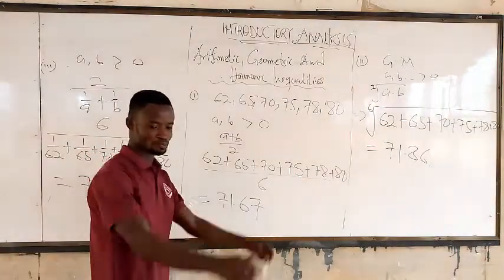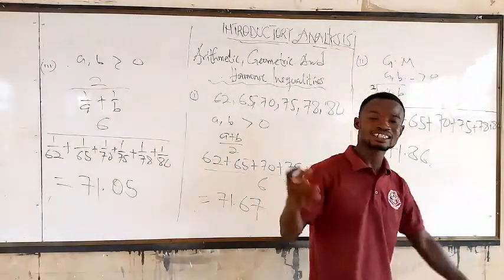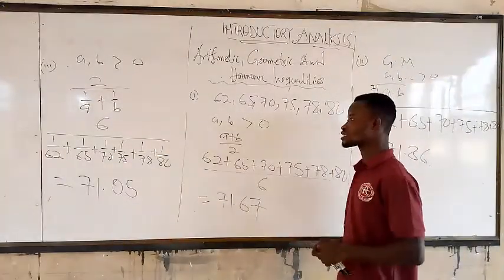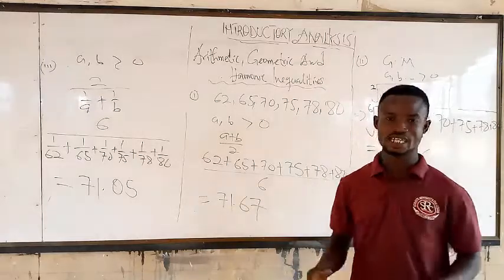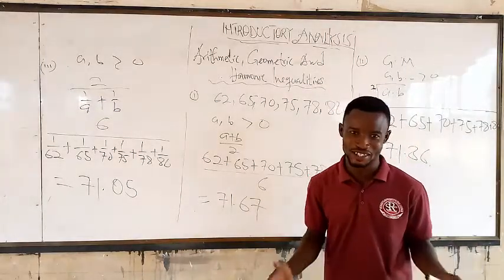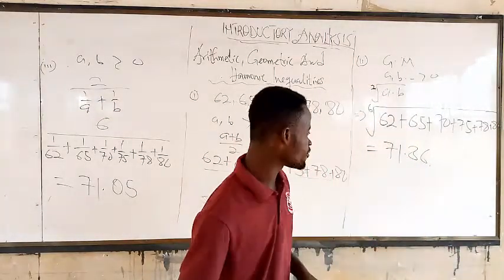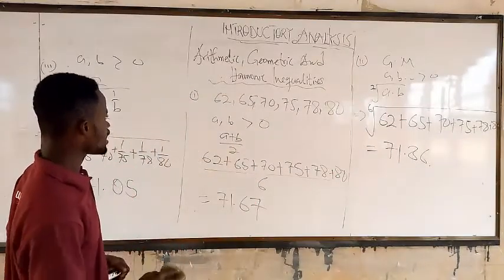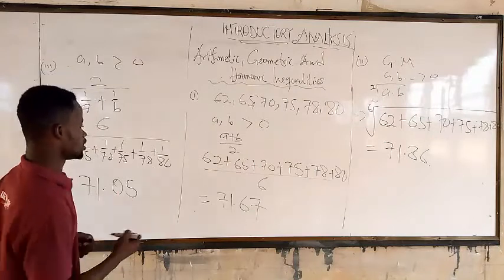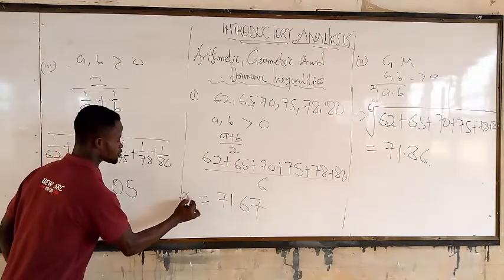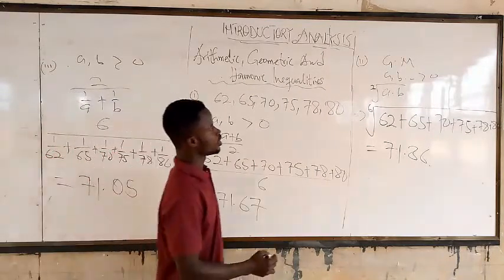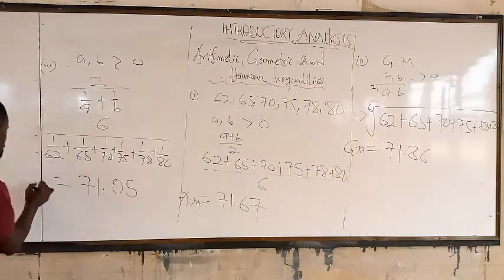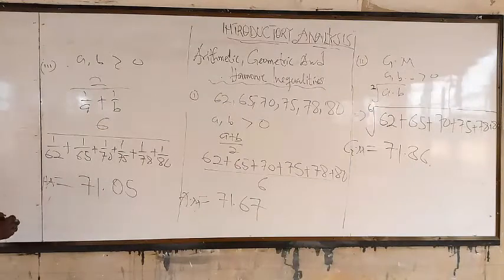Wow, we are done. Now, what is going to be your conclusion? IV. Comment on your results. Now, let's look at something here. For the arithmetic mean, we have this. Geometric mean, we have this. Harmonic mean, we have this.